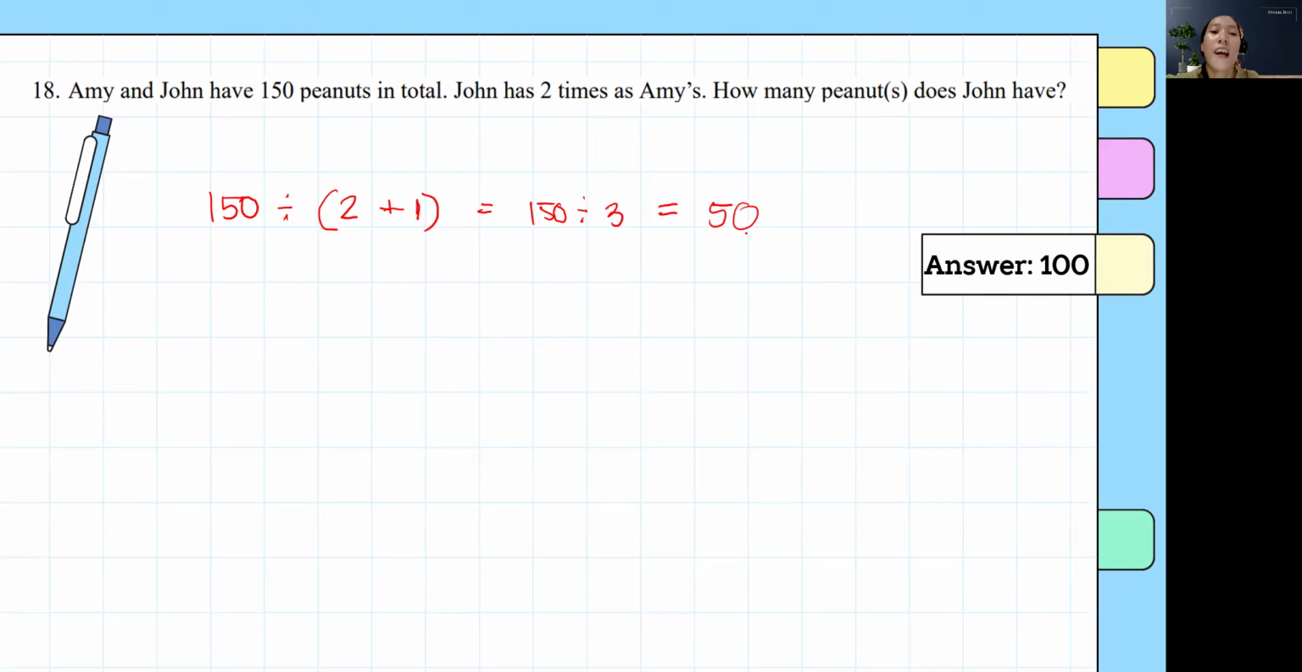So we have here 50, but that is only for Amy's. Okay, 50 for Amy's, and then times 2 is 100 for John, right? So this is 100 for John. So this is what we need to calculate, and that's equal to 100. So everyone that has answered 100 is correct. All right, that's it. Yeah. So that's for number 18. Let's proceed to number 19.